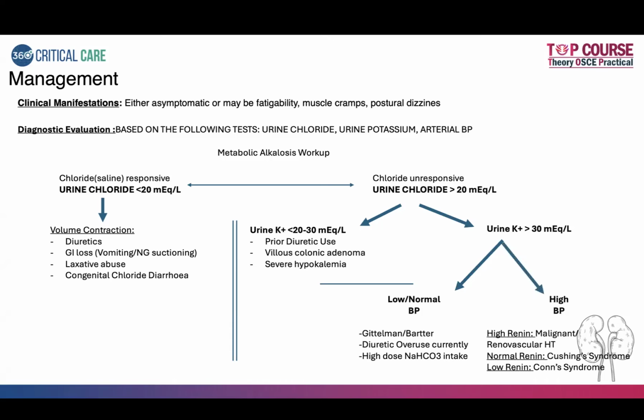Whereas if the BP is high, then you need to look at the renin levels. So if it is low renin, it is Conn syndrome. Normal renin, it is Cushing syndrome. Or high renin, it might be malignant or renovascular hypertension. So this is one of the best ways of working up metabolic alkalosis. The important three parameters to look into are the urine chloride, urine potassium, and the BP.